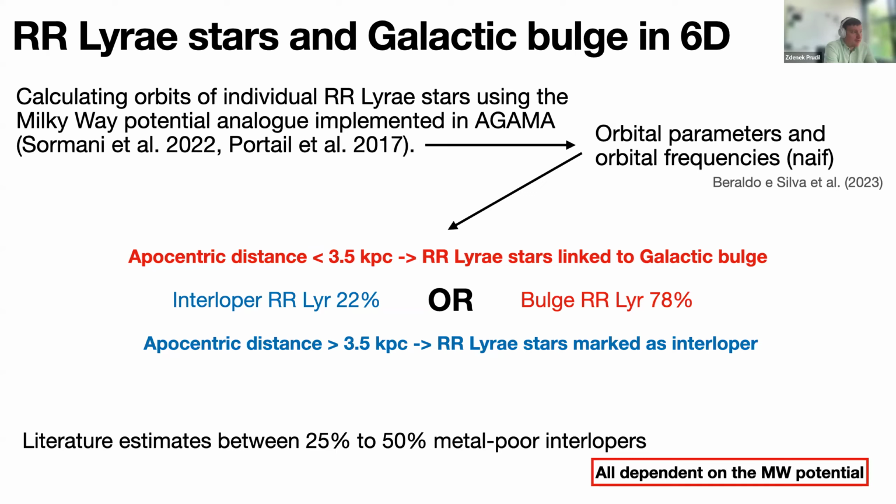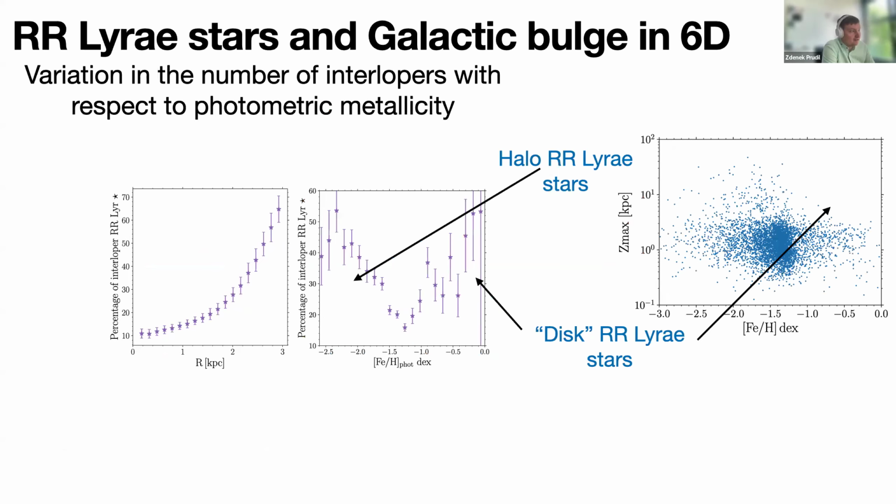In our case, we roughly found that in our sample, 22% are interlooping stars, while the rest are bulge native. But that depends on the value that you choose to make the cut, and the literature estimates on these interlooping stars vary from 25 to 50%. It also depends on a lot of other things. I will get to that in this slide, actually.